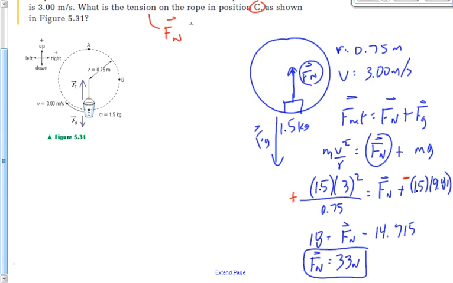Hard? No. If the elevator problems were hard, then this is hard too. If the hill problems were hard, these are easier than the hill problems. If the pulley problems were hard, then these are hard. But if those questions made sense to you, then these should too. These are the same thing, except we've got mv squared over r instead of m times a.